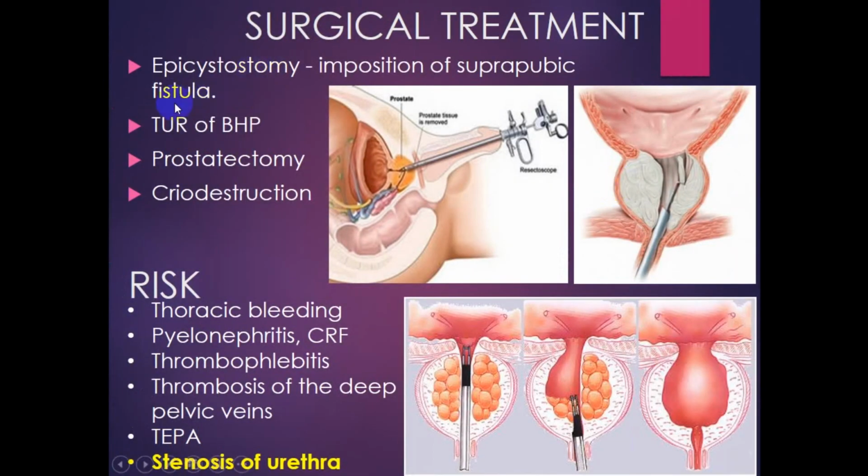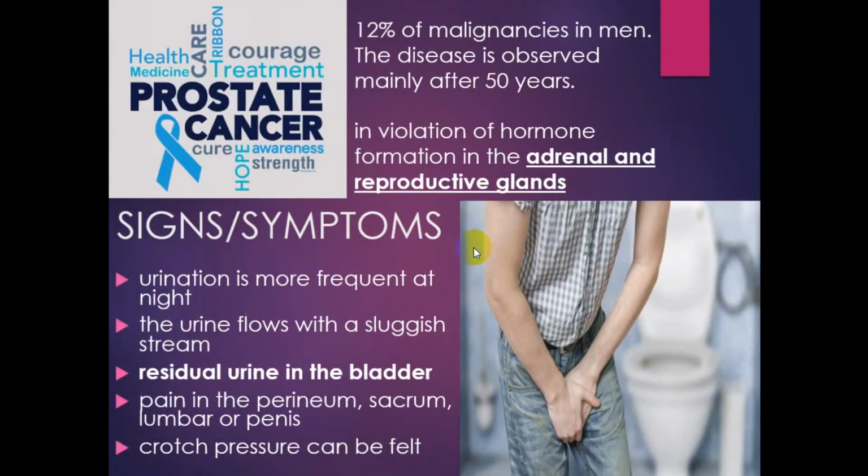Surgical treatment may include epicystostomy, imposition of a suprapubic fistula, transurethral resection of BPH, prostatectomy if the process is difficult, and cryodestruction. The most damaging and dangerous risks are thromboembolism of the pulmonary artery and stenosis of the urethra. Here you can see the mechanism of removal of this neoplasia.